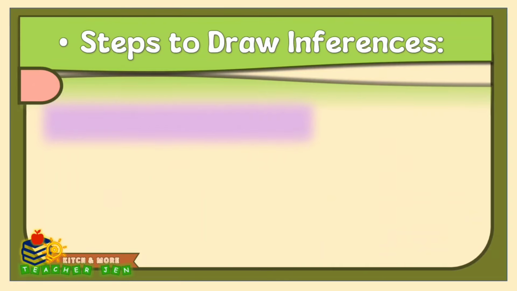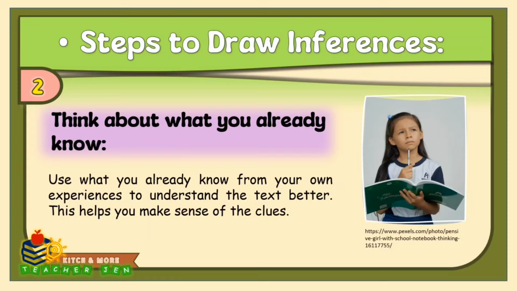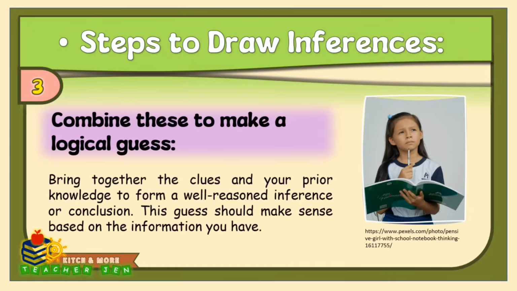Next, the second one is think about what you already know. Use what you already know from your own experiences to understand the text better. This helps you make sense of the clues. And the third step is combine this to make a logical guess. Bring together the clues and your prior knowledge to form a well-reasoned inference or conclusion. This guess should make sense based on the information you have.